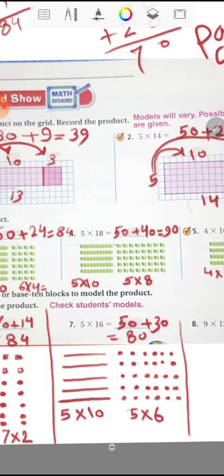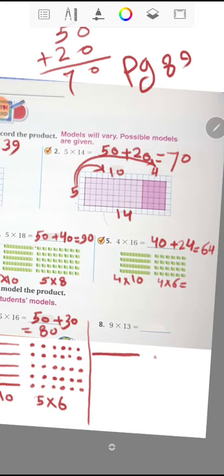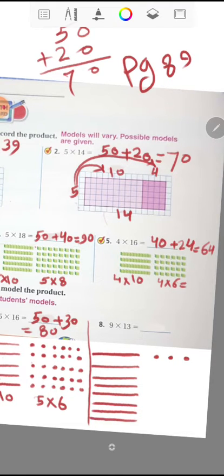Let's find number 8, the last one. Okay, number 8. 9 multiply 13. Let's use the base 10 blocks. I will draw 1 long. I have 1 in the tens digit. And 3 small cubes. I have 3 in the ones digit. And I will repeat this model 8 times. So let's repeat it. 1, 2, 3, 4, 5, 6, 7, 8. Okay, and I will repeat also the ones digit like this.